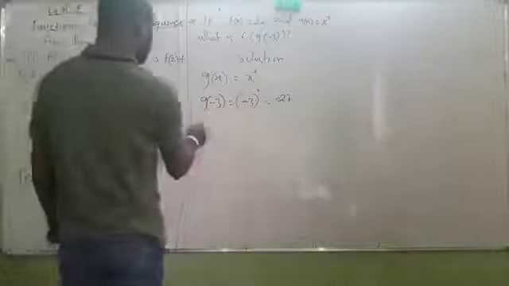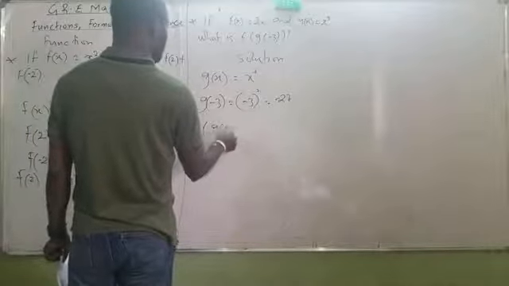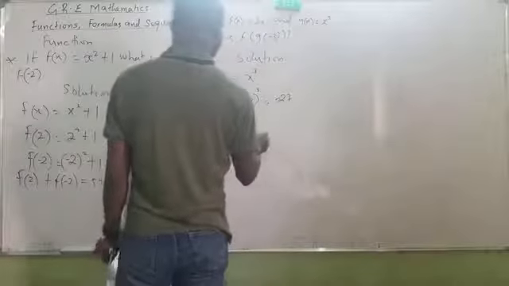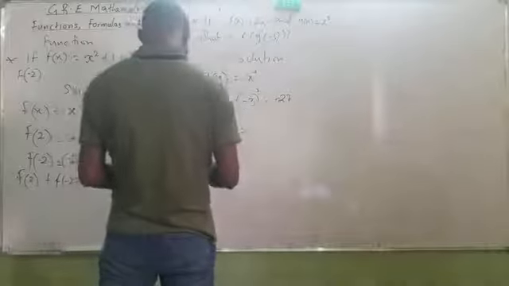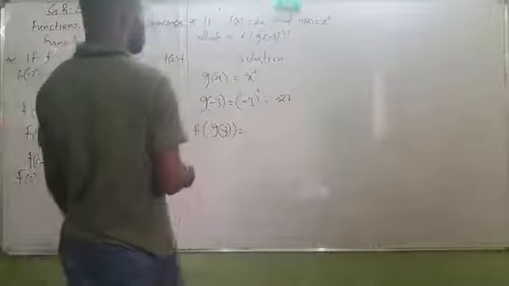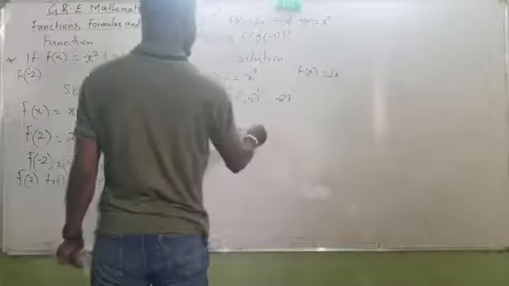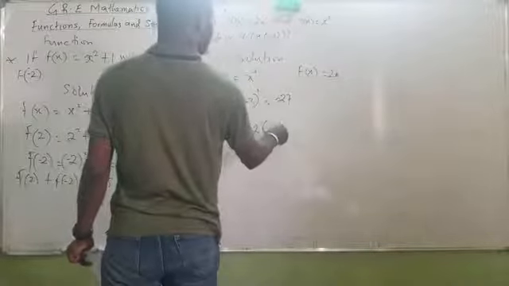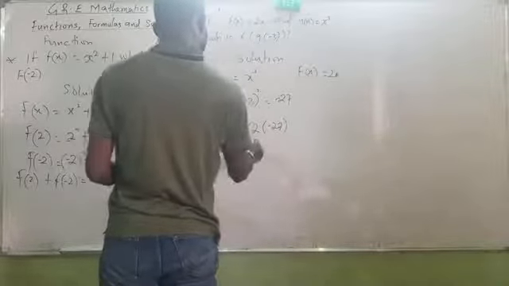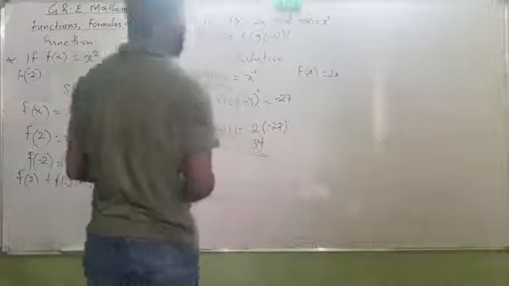Now I will move on to f of g of minus 3. Don't forget that my f of x equals 2x. It means I'll be having 2 times minus 27, which gives my answer as minus 54. That is my answer. It's very straightforward.